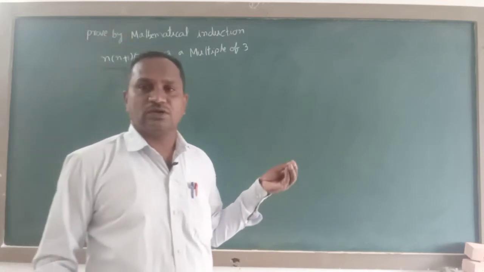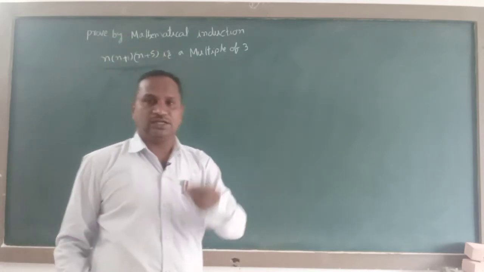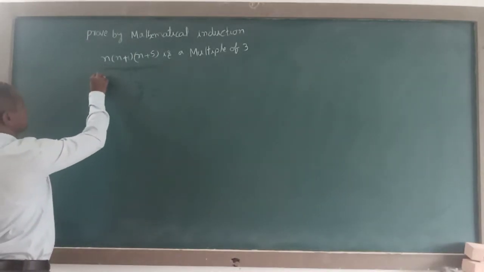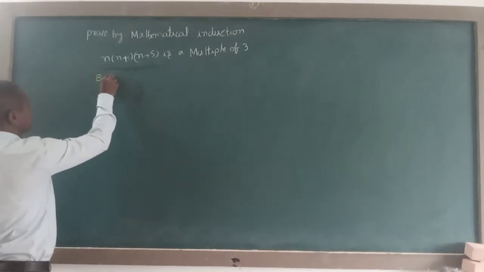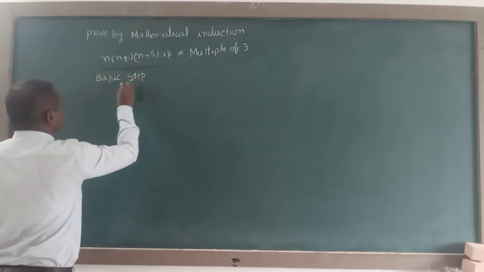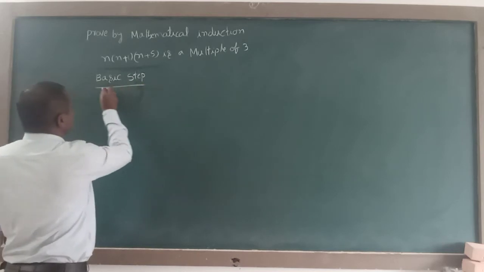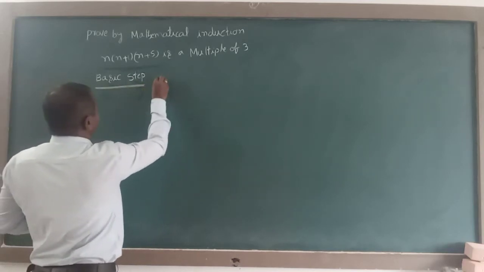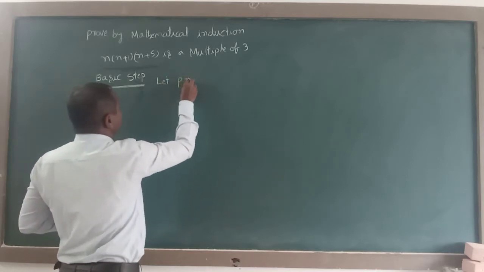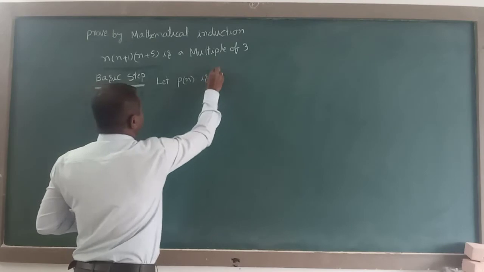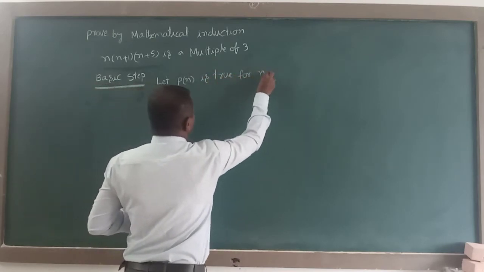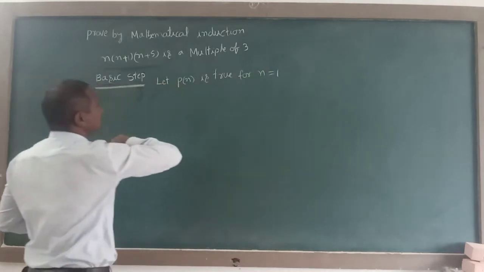Now we are going to give a solution for this question in 3 steps. Now we'll discuss the basic step first. Basic step. Let P of n be true for n is equal to 1.